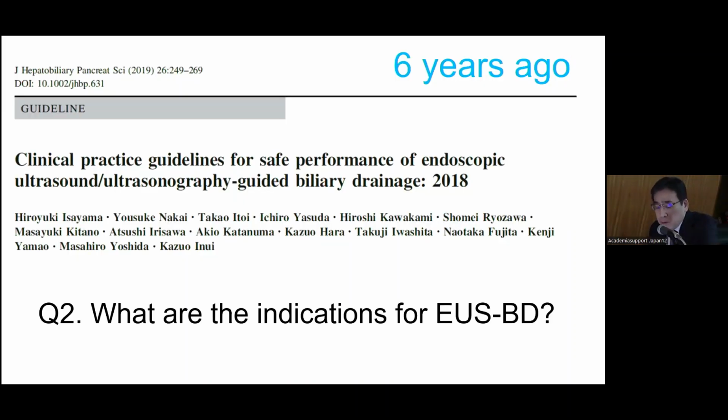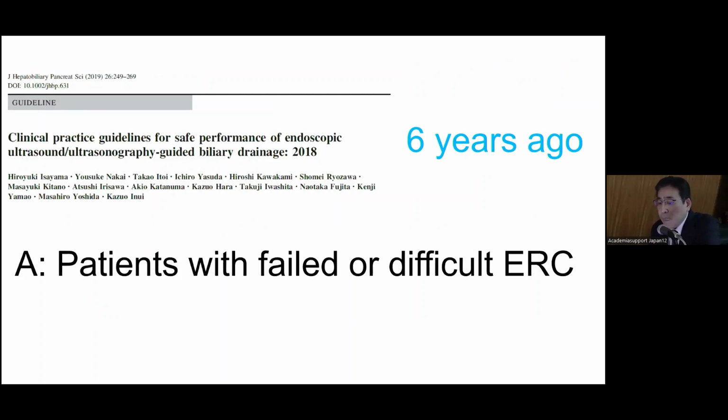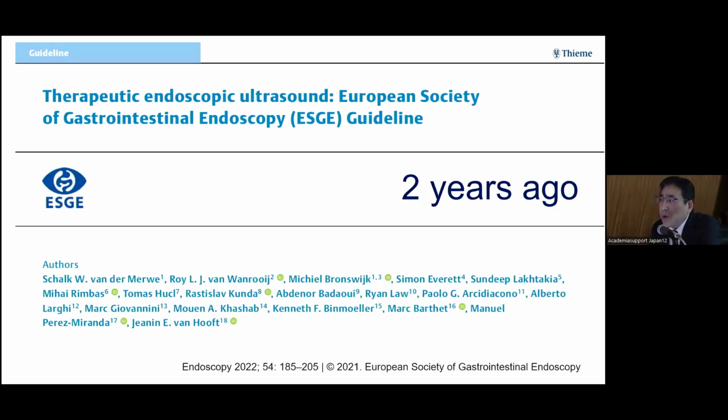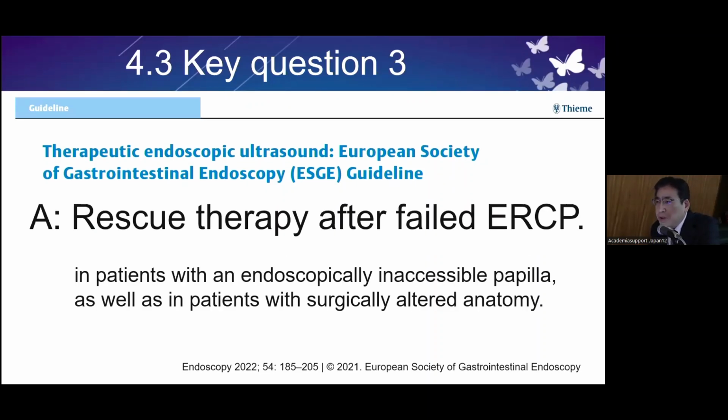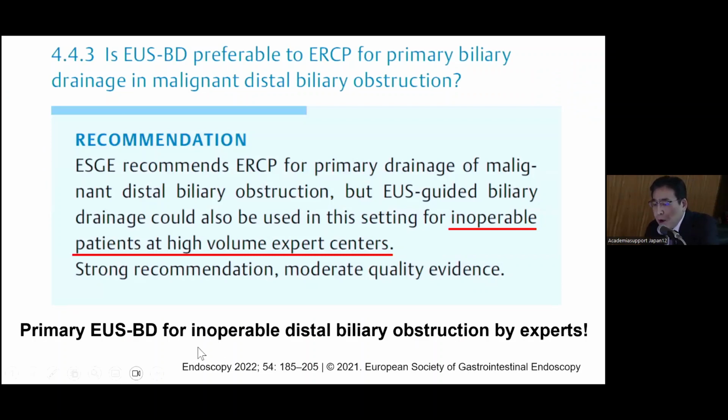So this paper, Professor Isayama reported, 6 years ago, the Japanese guideline. What were the indications of ESBD 6 years ago? Of course, patients with failed or difficult ERC. But in the recent European guideline, 2 years ago, what is the indication of ESBD? Of course, rescue, but they commented, primary ESBD for inoperable distal biliary obstruction by an expert. This situation is acceptable. So the European guideline accepts primary ESBD for inoperable cases only by an expert.